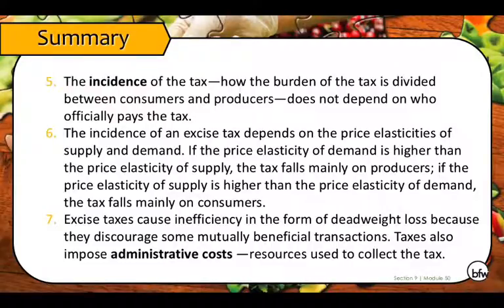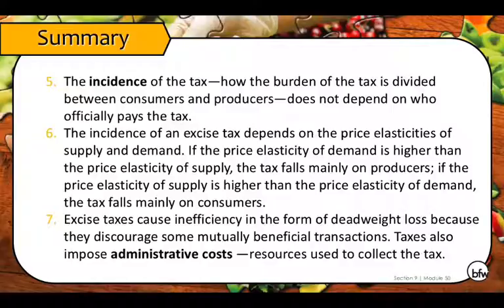The incidence of the tax, or who really pays the tax rather than who officially pays it, who bears the burden of the tax, is divided between consumers and producers, and it does not depend on who officially pays the tax. The incidence of an excise tax depends upon the price elasticities of both supply and demand. If the price elasticity of demand is higher than the price elasticity of supply, the tax falls mainly on producers. If the price elasticity of supply is higher than the price elasticity of demand, the tax falls mainly on consumers.